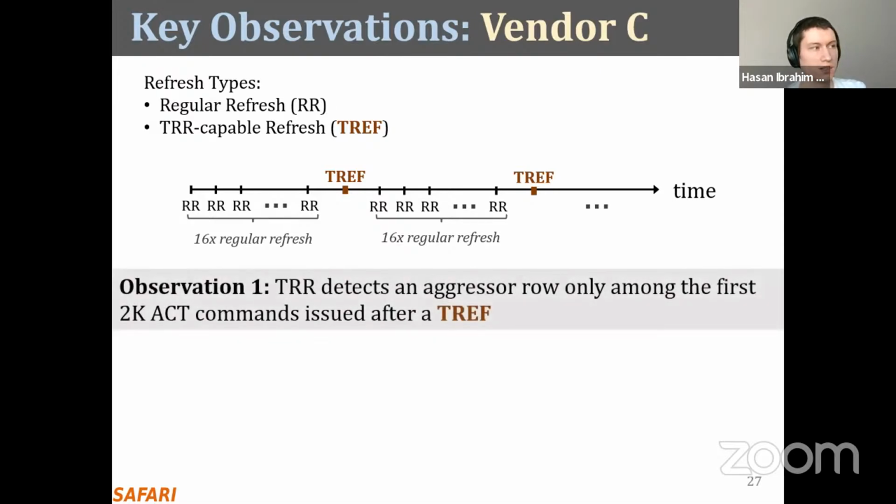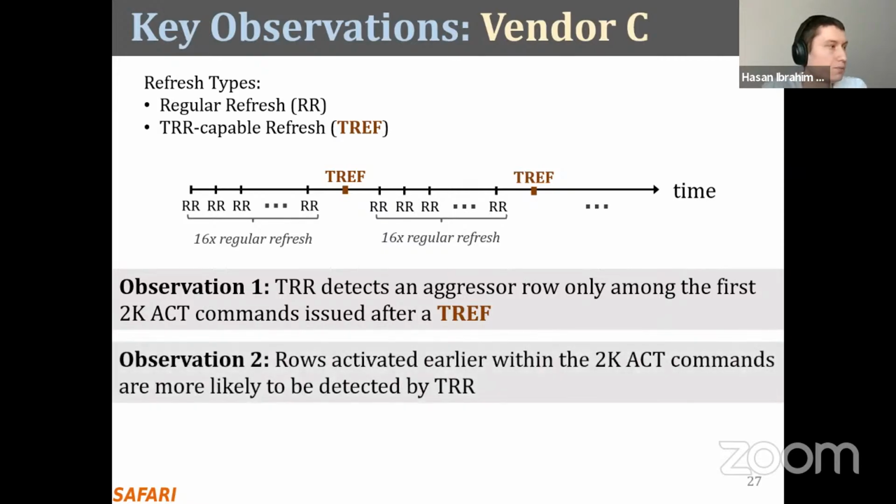And here the observation is that TRR detects an aggressor row only among the first 2K activation commands issued after a TRF. Right? So after this TRF command until the next TRF, only the first 2K activation commands have the chance to be detected as aggressor rows. And all activations you do after the first 2K activations are just ignored by the TRR mechanism. And you can use those activations to hammer aggressor rows.